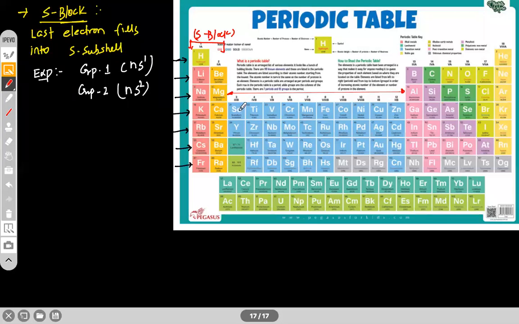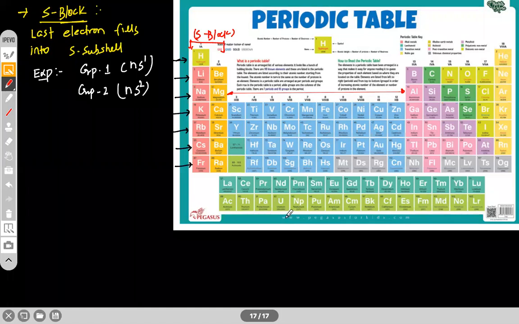Like this one, outermost configuration is D1, D2, D3. This one is D5, not D4, because again, half filled configuration, right? D5, D5, D6, D7, D8, D10, and D10. Right. So the exceptional configuration that we were talking about, it is possible in these three elements where we have D10 configuration.